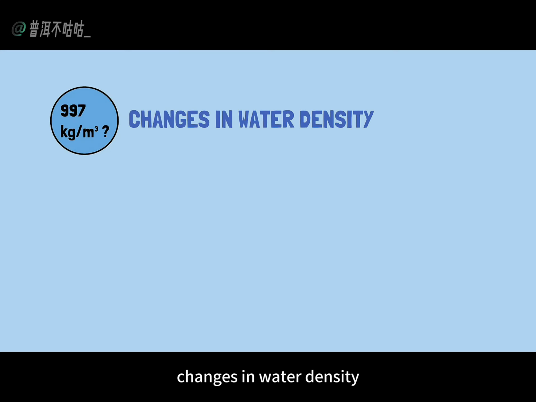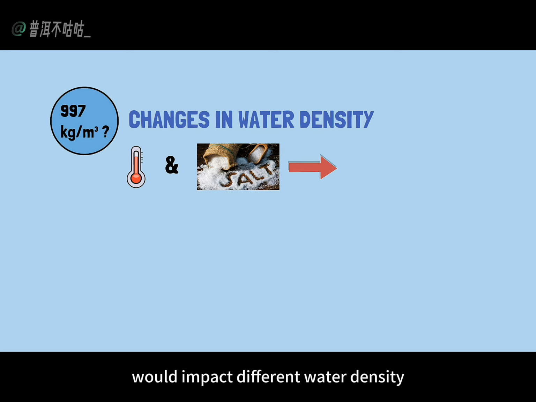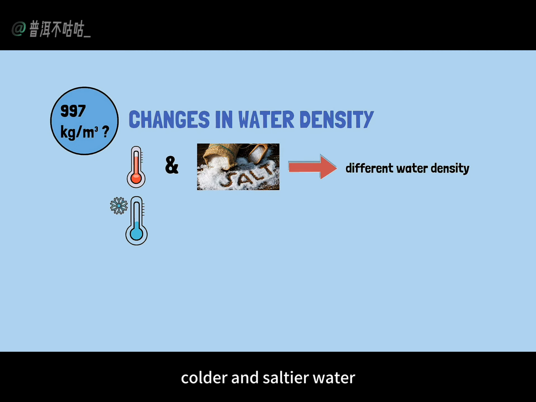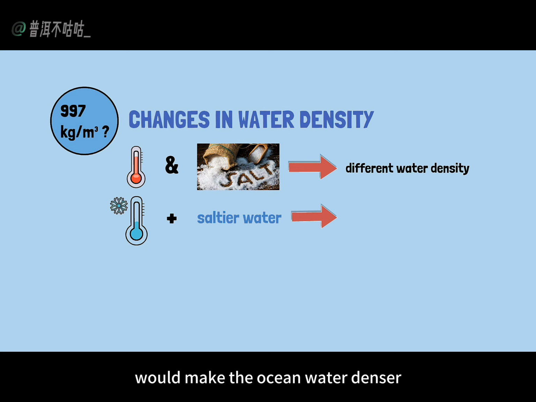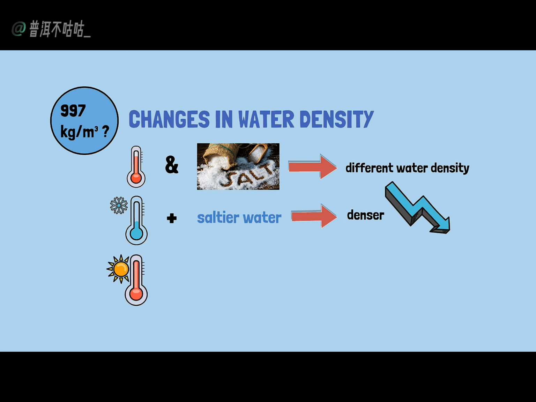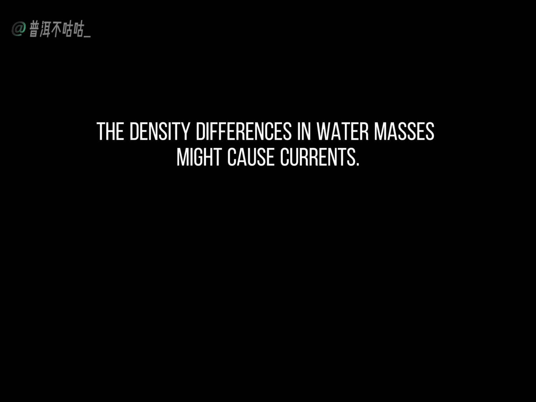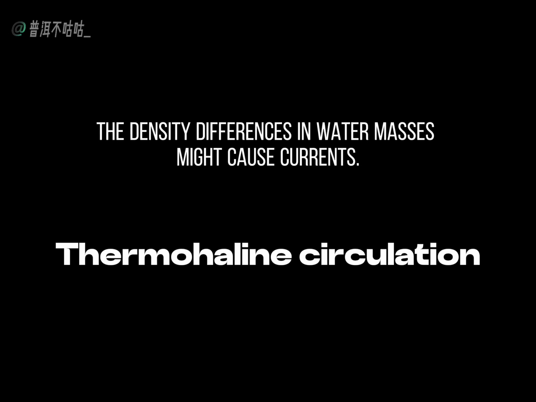Changes in water density. Different temperature and salinity would impact water density. Colder and saltier water would make the ocean water denser. Inversely, warmer and fresher water would make the ocean water less dense. The density differences in water masses might cause currents, and this process is called thermohaline circulation.